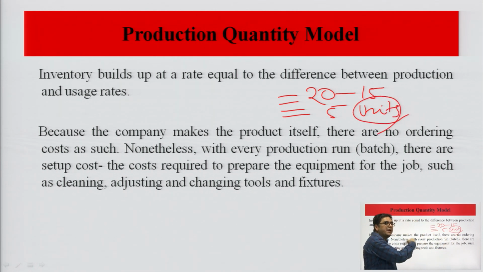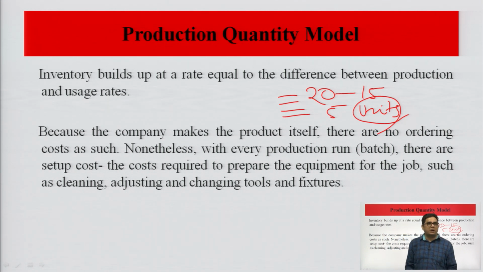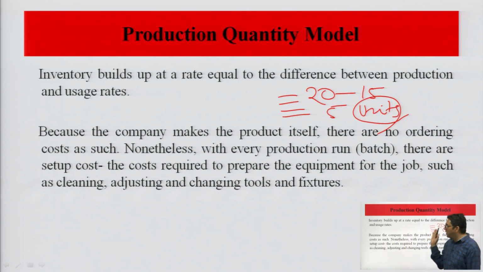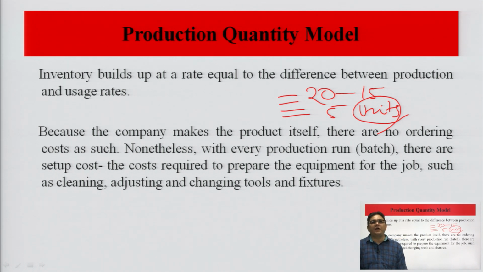So, if this keeps happening, every time 5 extra units will go into inventory, and it keeps accumulating inventory for the organization, and this extra or accumulated inventory is going to build a cost for the organization. So, we have to understand, and rather than producing continuously, we need to identify a production quantity which is optimal in nature. Because the company makes the production itself, there are no ordering costs as such.